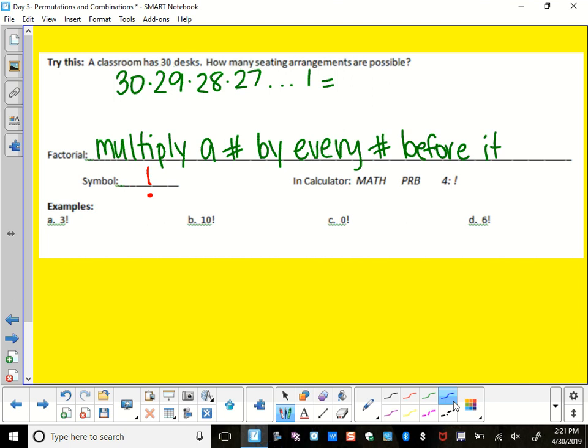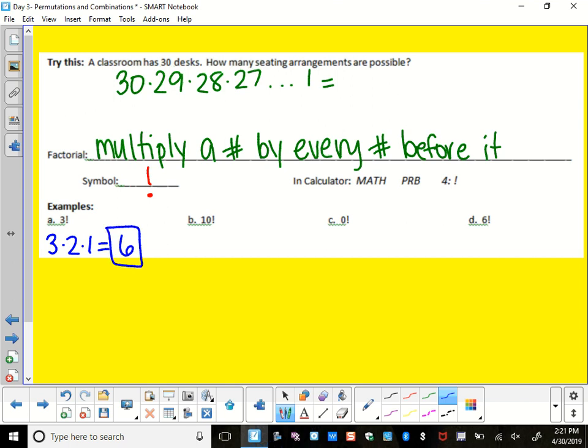So example A: if it's 3 factorial, that tells me I have 3 times every number before it. So that's 3 times 2 times 1. How do I solve that? What's 3 times 2? 6, and then 6 times 1. So 3 factorial equals 6.